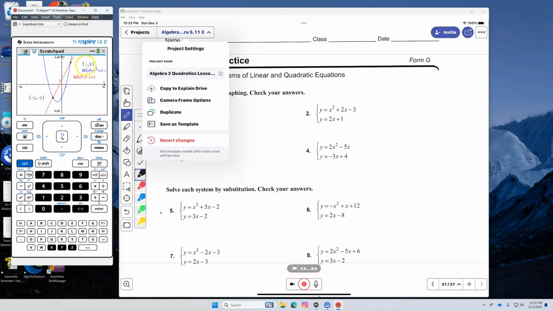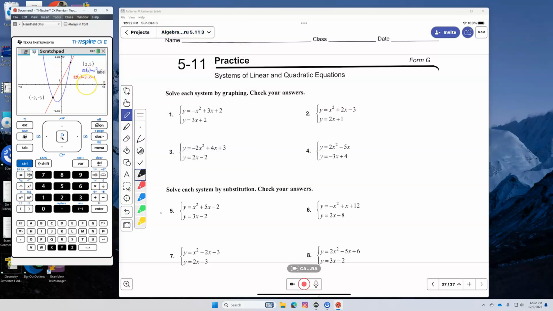So we have x equals 2, and we have x equals negative 2. And the answer is going to be where they both intersect each other. Both equations intersect each other.